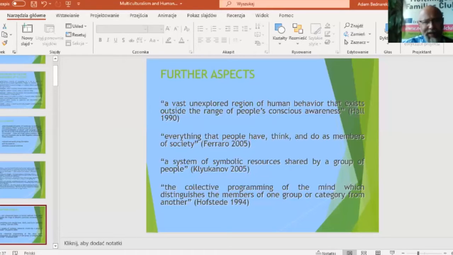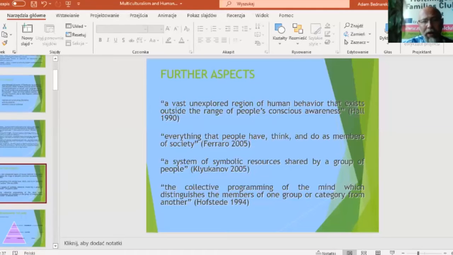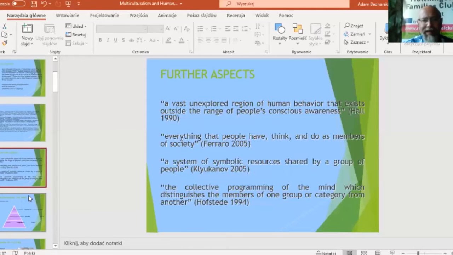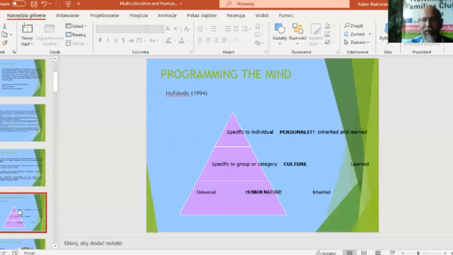So in a sense, Hofstede already started talking about this as something which he called programming. And this is what he came up with. It's like a pyramid, right? So at the top, we have the personality of every individual. These are the traits that we inherit or that we learn in life and by the surrounding environment. But they're very specific, because they're only specific to the individual, and they cannot be treated universally.